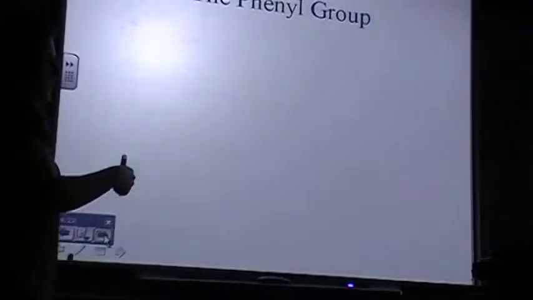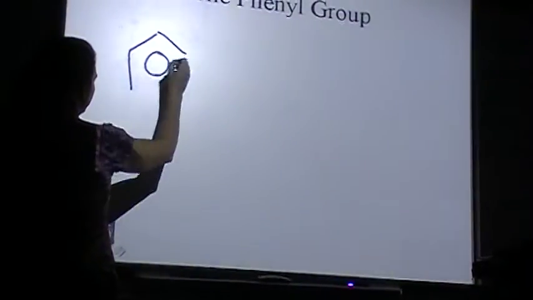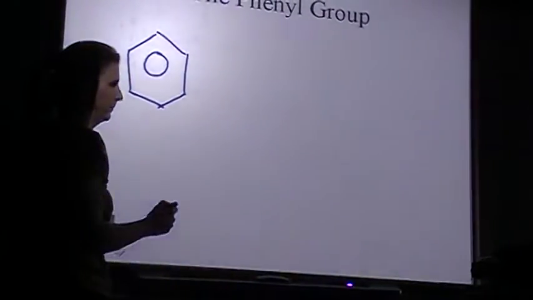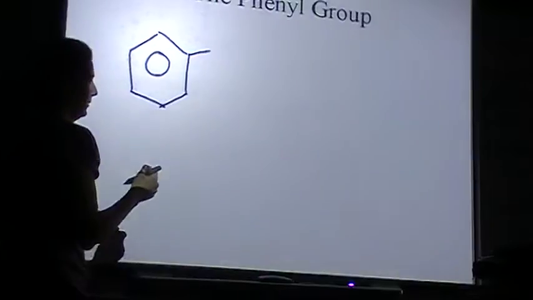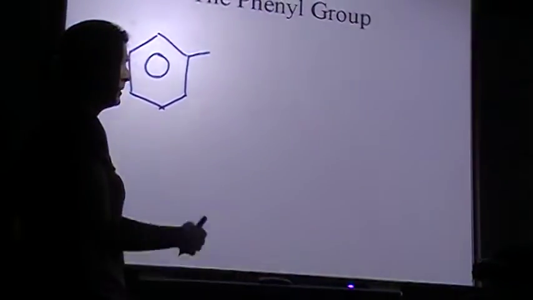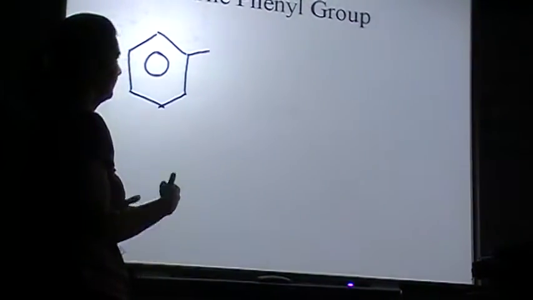Okay, the last little thing. You know how we had methane, and when it's a side group, it's methyl. Ethane as a side group is ethyl. What if you had benzene as a side group? What do you think it would be called? As a side group. Don't look at the top. Benzyl. It should be called benzyl. It's not. It's called phenyl.